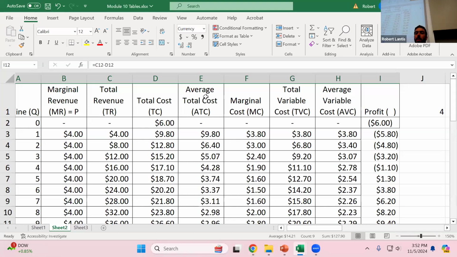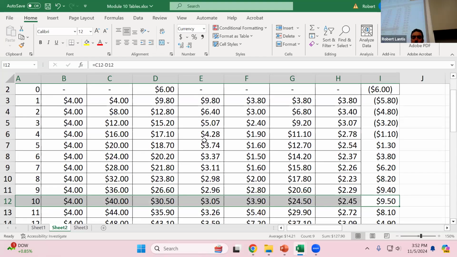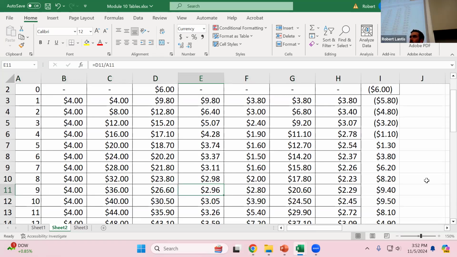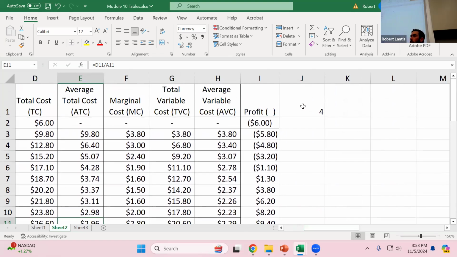Well, what's the minimum point of my average total cost curve here? If I'm looking here, what's the lowest possible point? $2.96. So anytime the price is above that, I should have what kind of profits? Positive. Anytime it's below, the optimal quantity would result in negative profits. We can prove this to ourselves using this very simple data set.